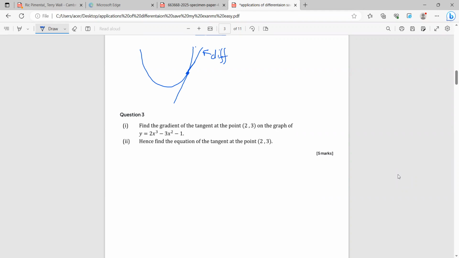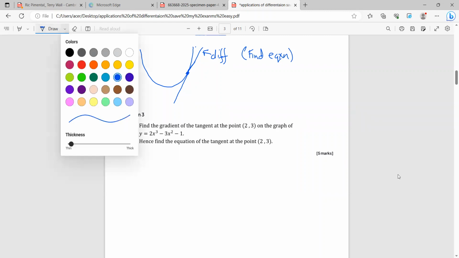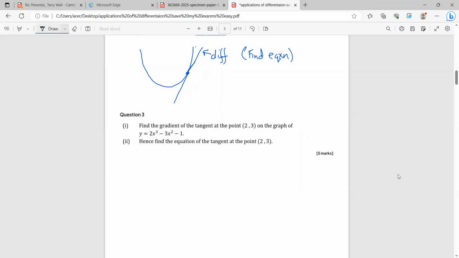So what we need to focus on today is to find the equation of the tangent. That's the first step. You need to know how to find the equation of the tangent. And later on, you also need to know how to find the equation of the normal. So these are the general steps that you need to watch out for.